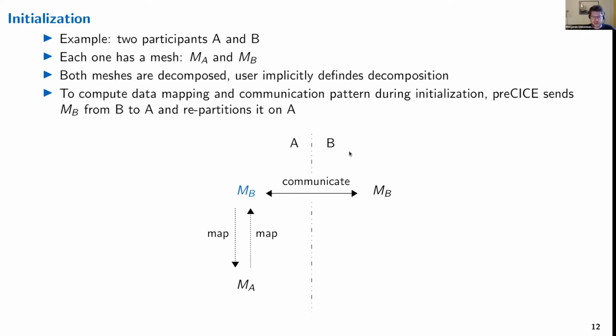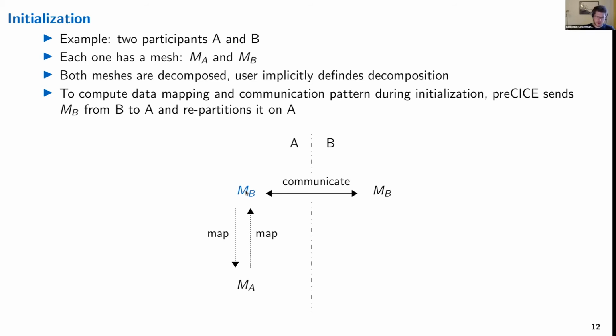So in the end, we have this setup here, solver A and B. And for example, the mesh MB now is on both ranks, on both solvers. And we can use this now to map data on participant A between the two meshes and communicate data over the mesh data structure of MB. So during the initialization, what we have to do is bring this mesh here to the other side and repartition it here again.